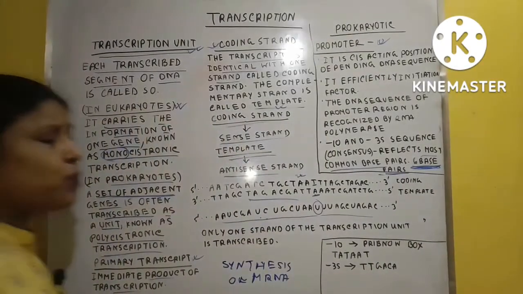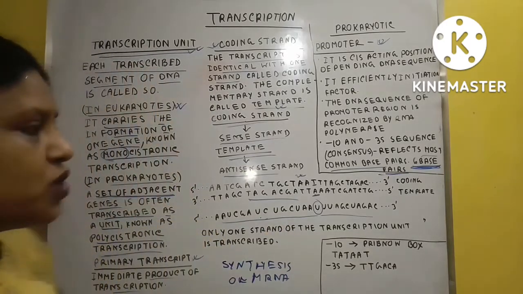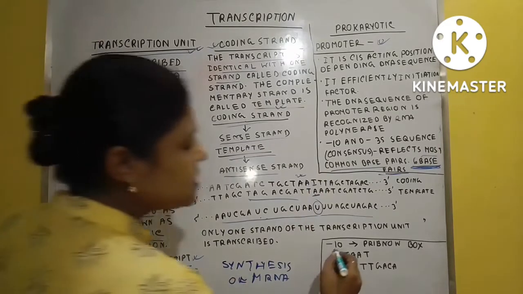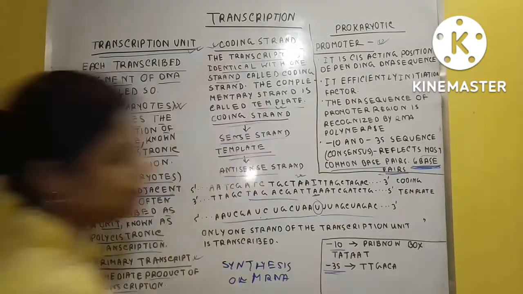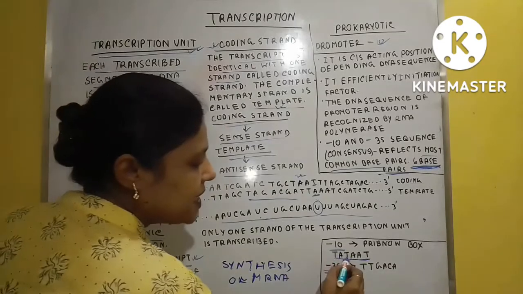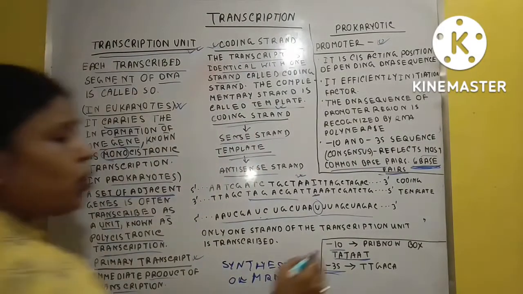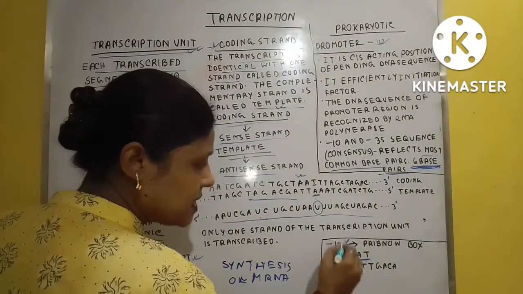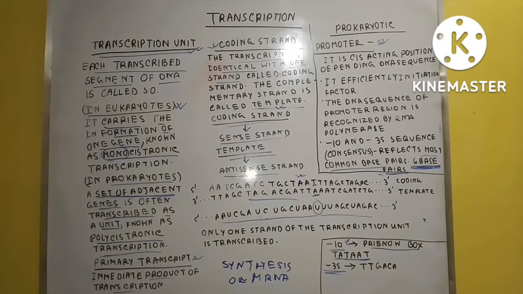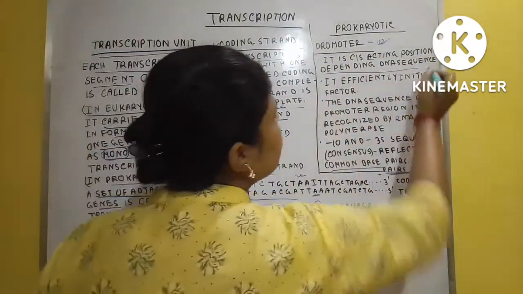Generally in prokaryotes, today I will try to describe the prokaryotic transcription process. So first we have to learn the prokaryotic promoters. The prokaryotic promoter has -10 and -35, and you can see that only 6 base pairs are there: TATAAT at -10, and TTGACA at -35. Another name for the -10 sequence is the Pribnow box.